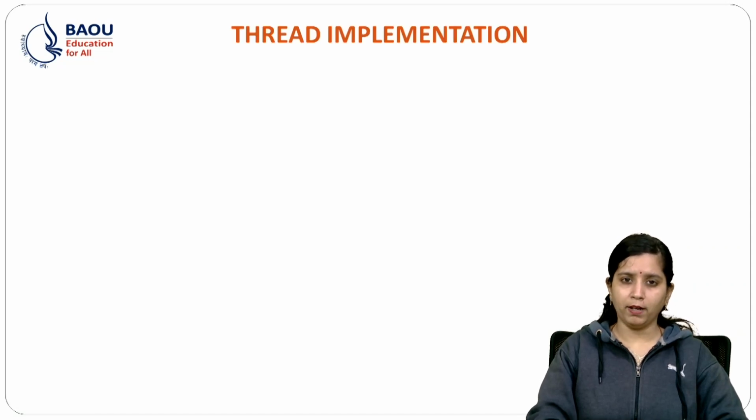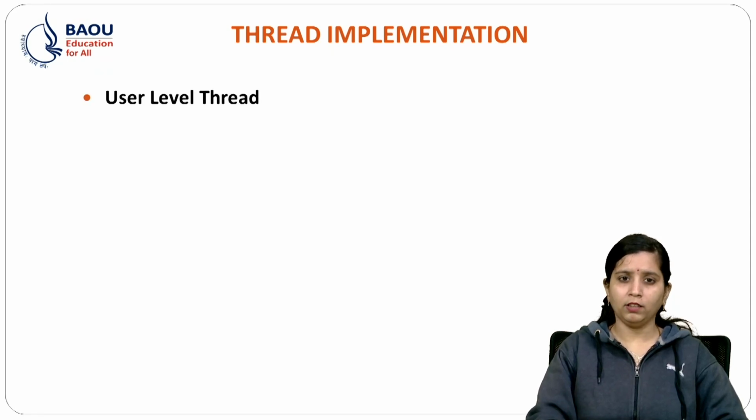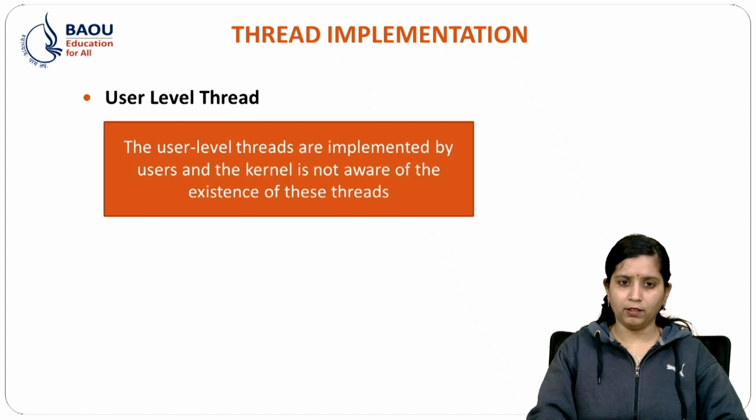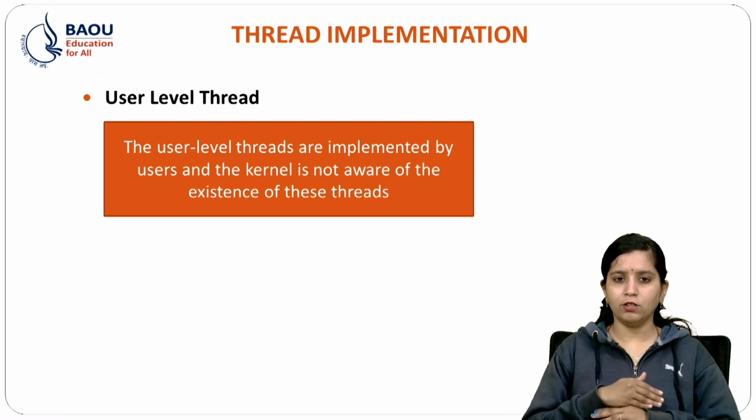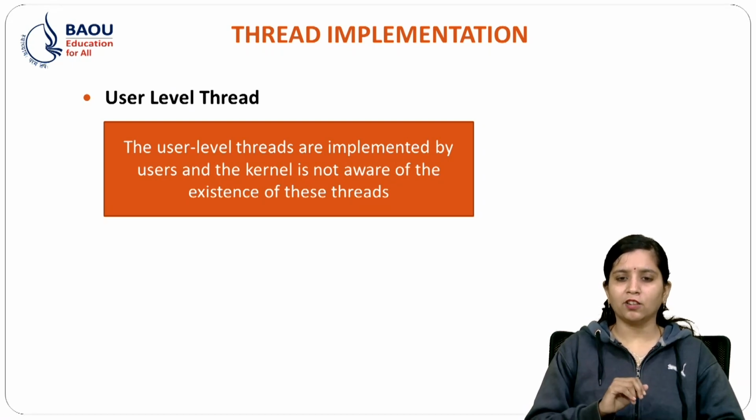So, thread implementation. Over here, we are going to learn about thread implementation: user level thread and kernel level thread. So what is user level thread? User level threads are implemented by users, and the kernel is not aware of the existence of these threads.